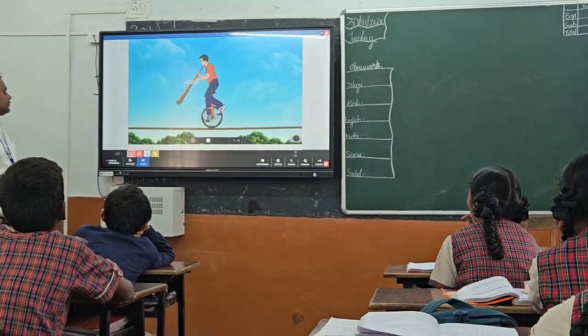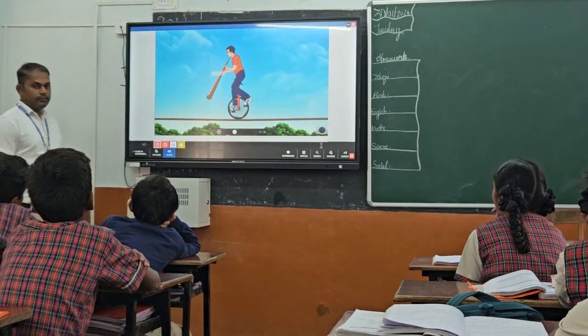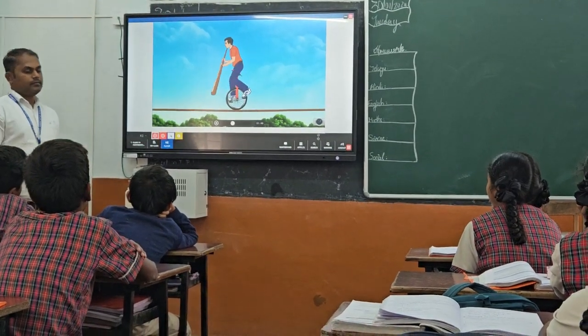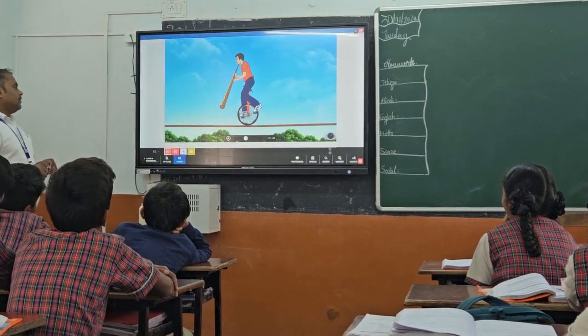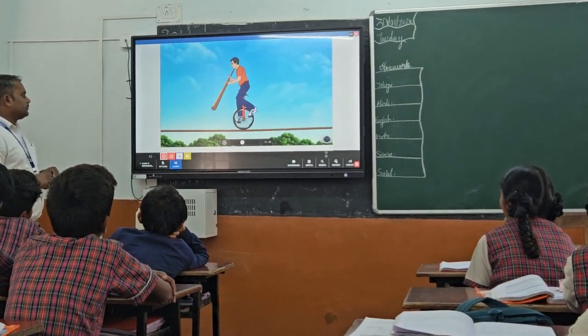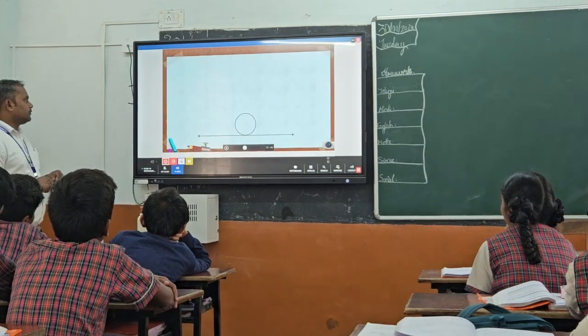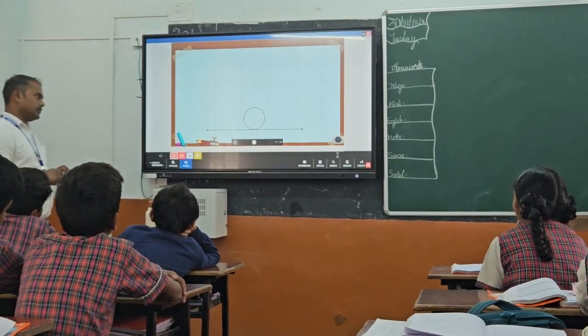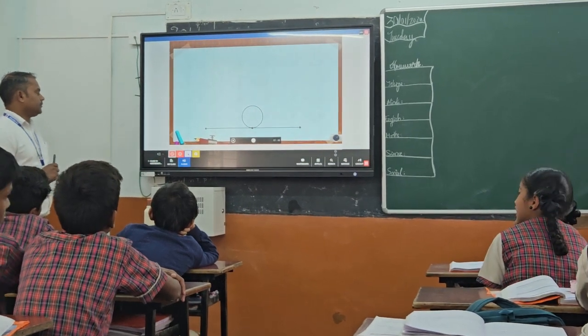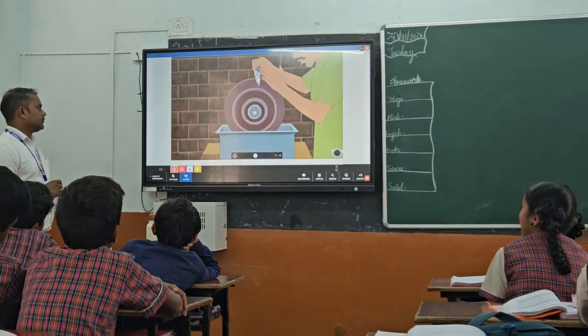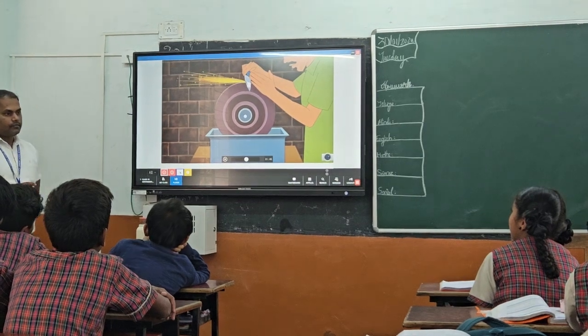Look at this acrobat riding a unicycle on a rope suspended above the ground. At how many points does the wheel of the unicycle touch the rope at a given time? Here again, the wheel of the unicycle touches the rope only at a single point. Let's look at another example.